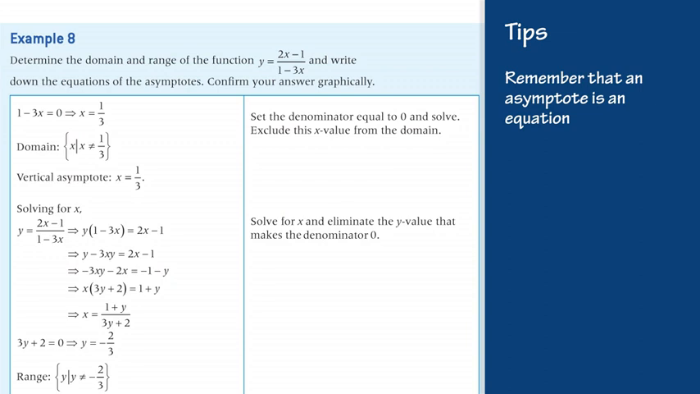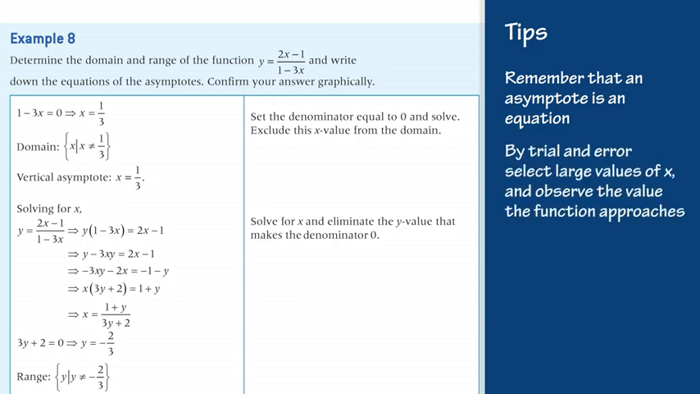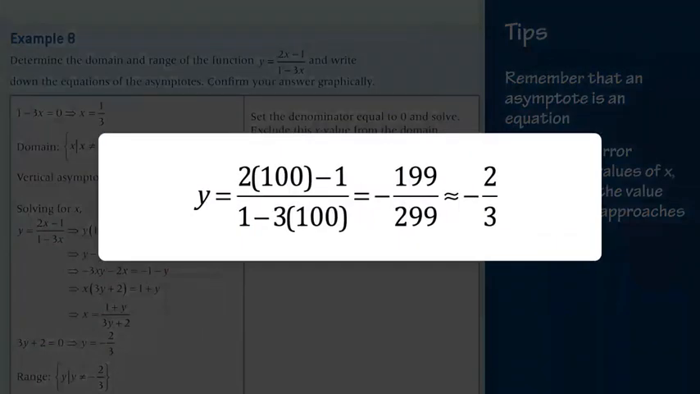In order to find restrictions on the range, you need to examine the number or numbers that the function tends to, as the x values tend to plus or minus infinity. By trial and error, select large values of x and observe the value the function approaches. For example, if x equals 200, then y is approximately -2/3.